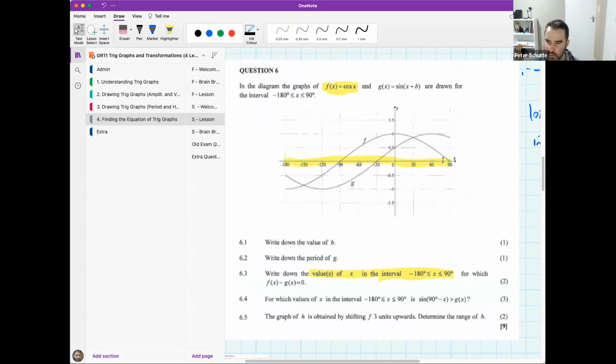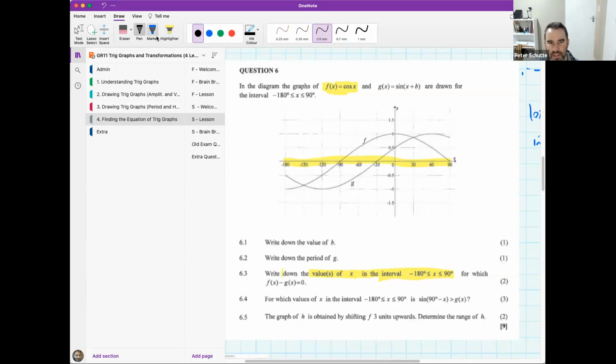What I want to advise is that having some colored pens or pencils in your tests and exams is helpful, especially when you're having to interpret complicated language like this. All of us can understand that you start here, you go there. But when you see values of x in the interval, blah, blah, blah, that makes it a bit more scary. The question says, write down the values of x in this yellow strip for which f of x minus g of x is 0.